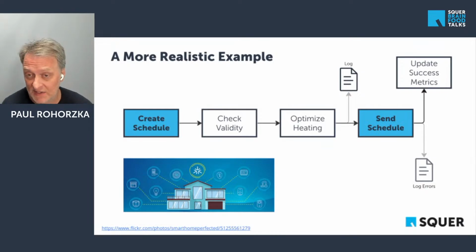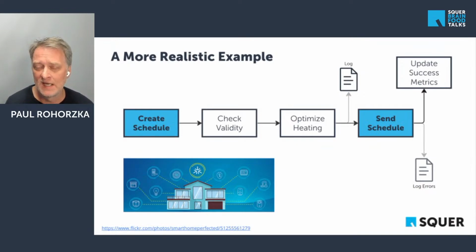Then, because heating costs a lot of money, we maybe want to optimize for the heating process. Afterwards, we want to log what comes out of this whole operation. Then we send it to the devices around in our house. And if that works fine, then we just want to update some success metrics because we achieved something, maybe we saved some money over this. And if it did not work out, then we want to also log this error situation.